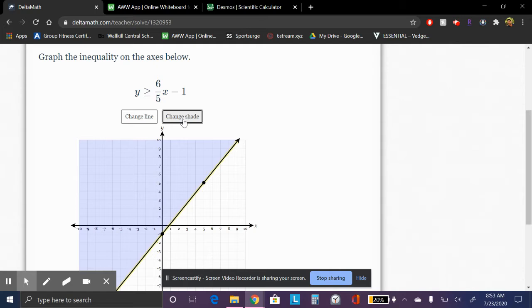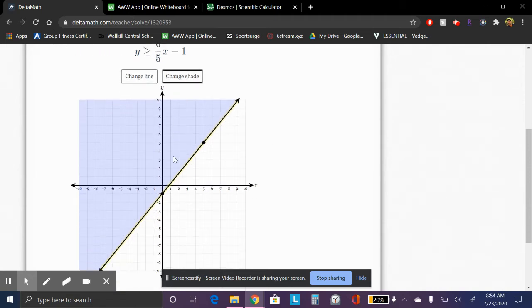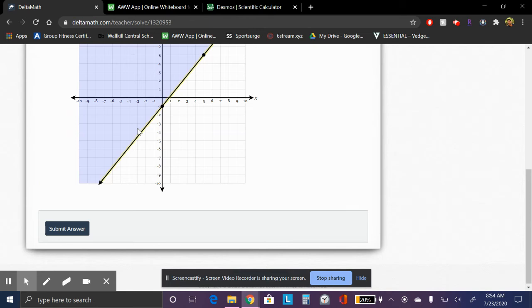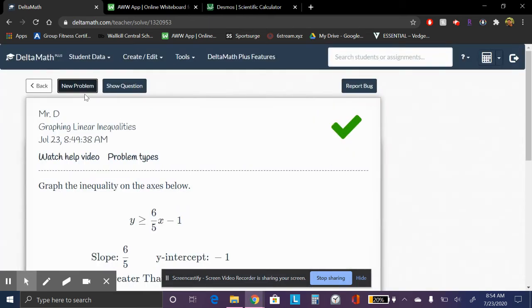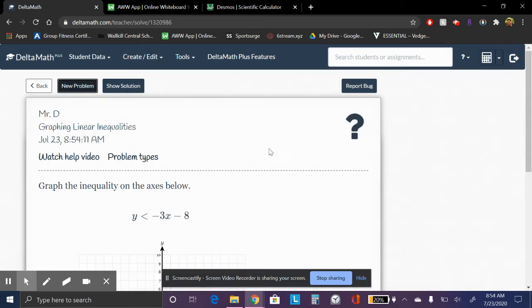One thing I always say to help people remember is if it points away from y, this arrow is pointing away from y, you shade above. If it points to it, you shade below. So away, above. All right. And we're going to submit and say yes. Good. Let's look at another one.